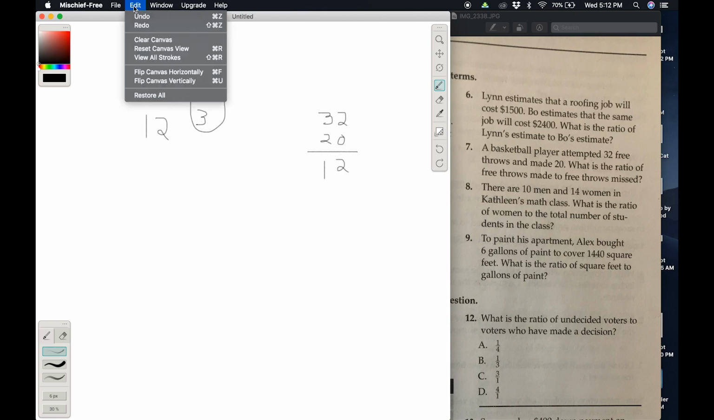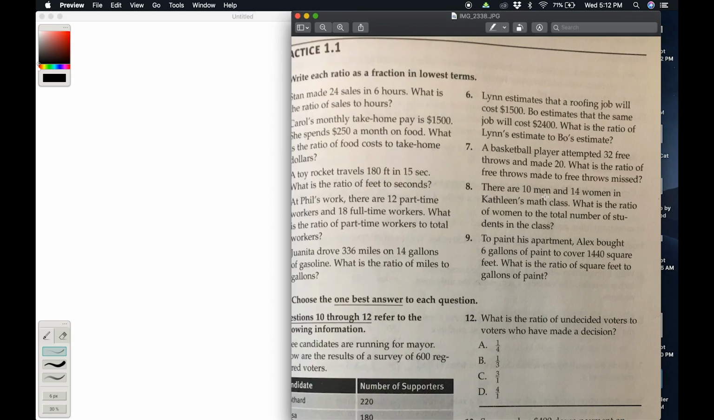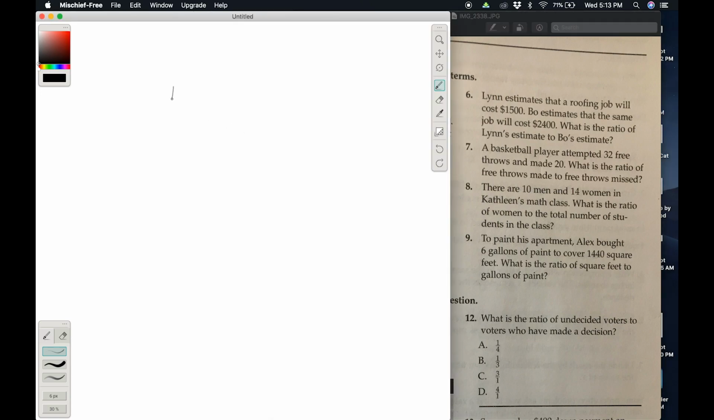Okay, now let's move on to number 8. There are 10 men and 14 women in Kathleen's math class. What is the ratio of men to the total number of students in the math class? Sorry, I said ratio of men. I meant women. So what is the ratio of women to the total number of students? Again, it doesn't give us the total number of students, but we can deduce it because there are 14 women and 10 men, which means 24. So we have 14, which is the women, and 24, which is the total.